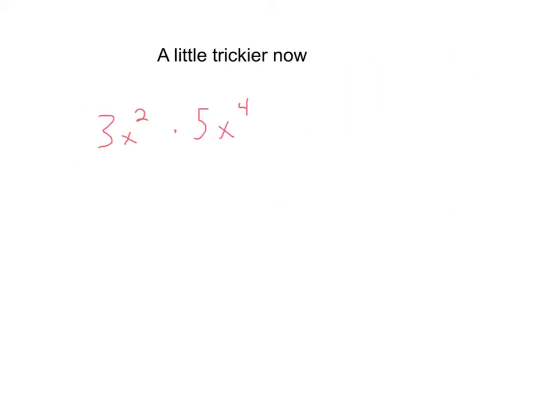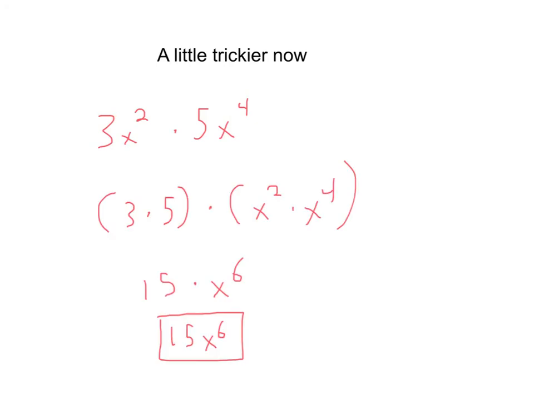A little trickier now. Go ahead and hit pause and try this one. Okay, cool. What you need to do here is realize that 3 times 5 needs to be put by itself. We're using the commutative and the associative properties here, something we learned back in 6th and 7th grade. And when you put those all together, we should get 15x to the power of 6.